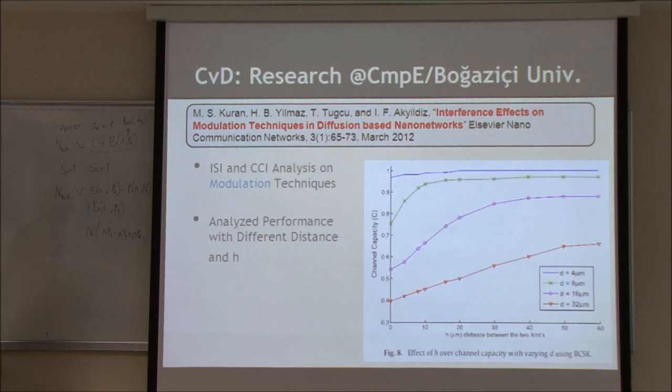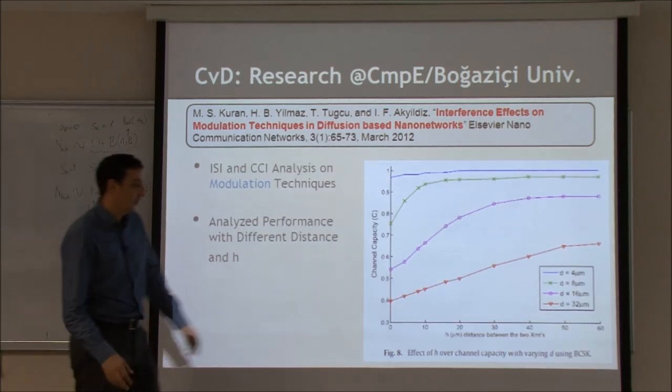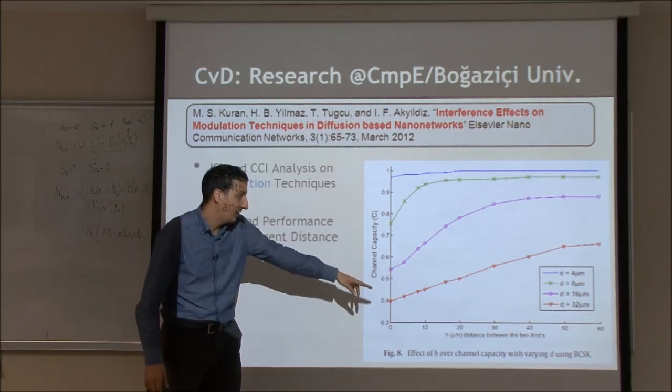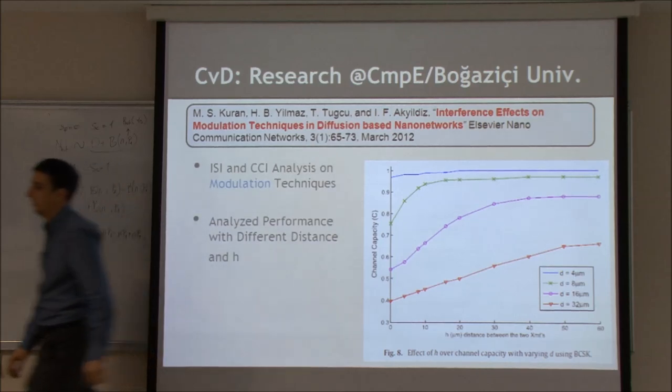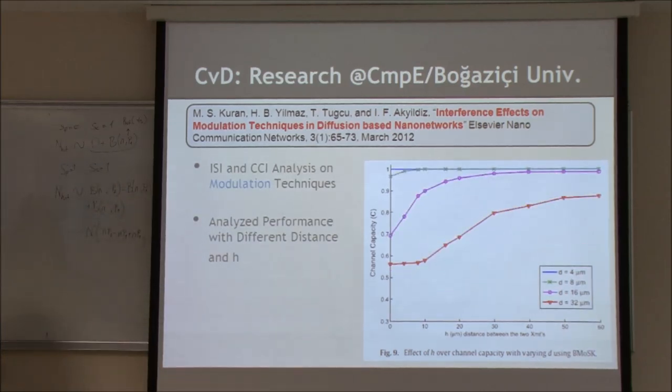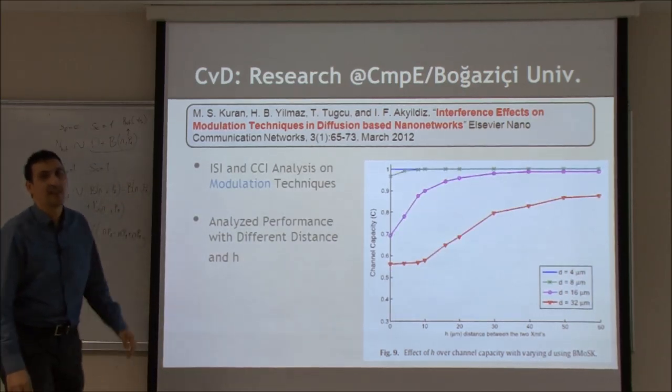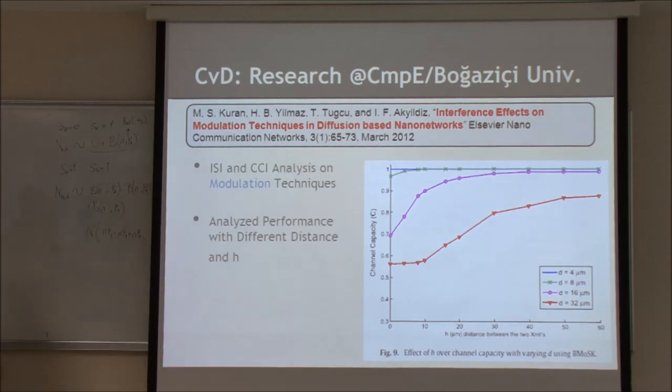So we again see that the H separation, when separation increases, channel capacity increases. This is for BCSK. And this is for BMOSK, MOSK.